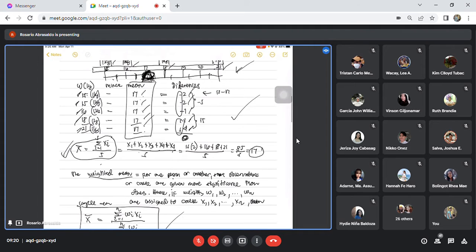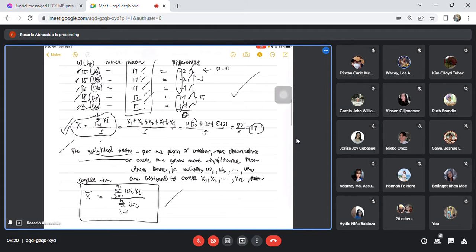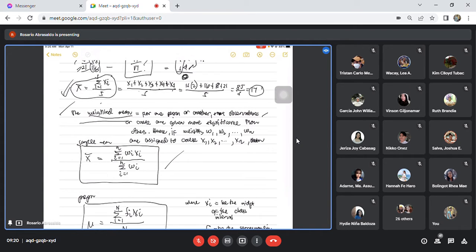For the weighted mean, okay, let's proceed now to the weighted mean, class. This is how to compute mostly grades and their weights. For one person and another, some observations or cases are given more significance or importance than others. So, if the weights, weight sub 1, weight sub 2, and so forth, are assigned to cases x sub 1, x sub 2, this is our formula. The weighted mean of the sample, that is x bar again, is the summation of the products of the weights and its cases.